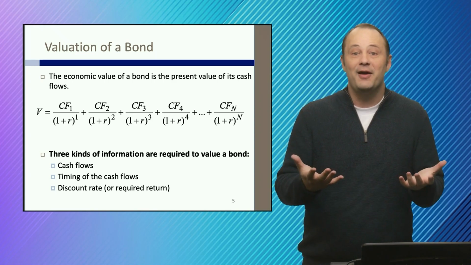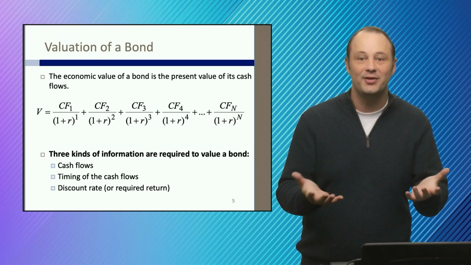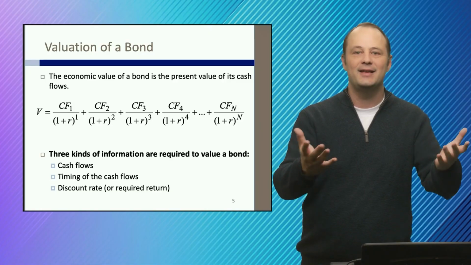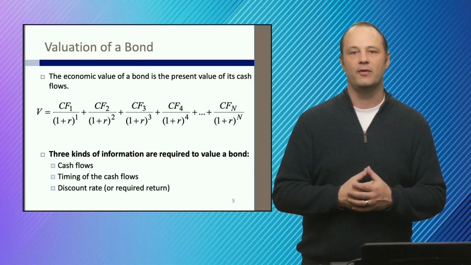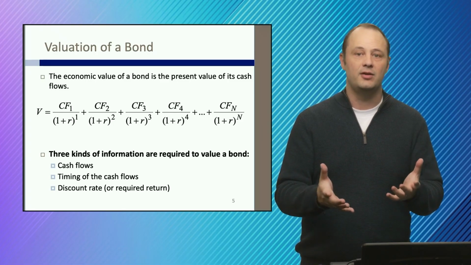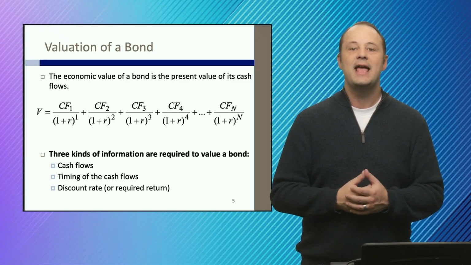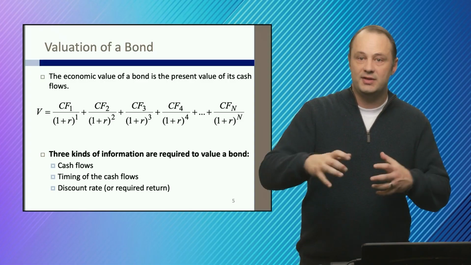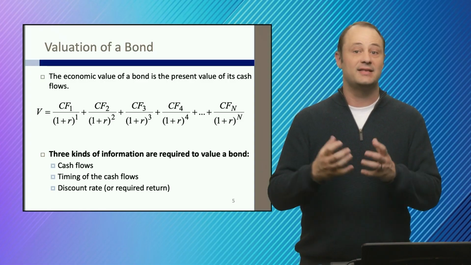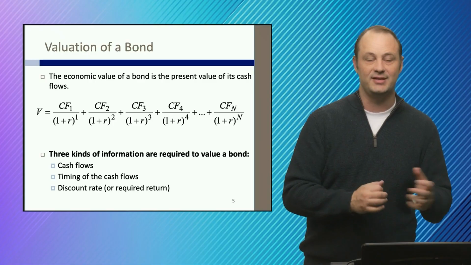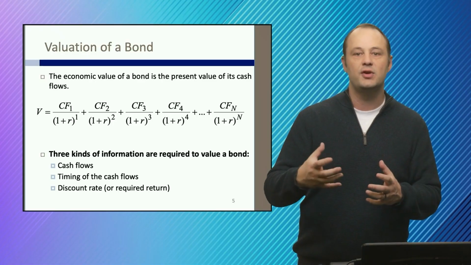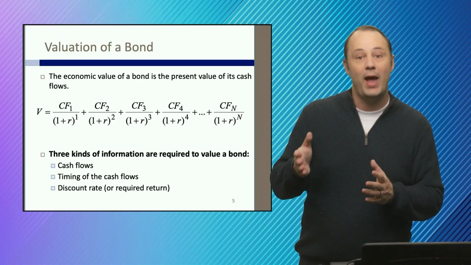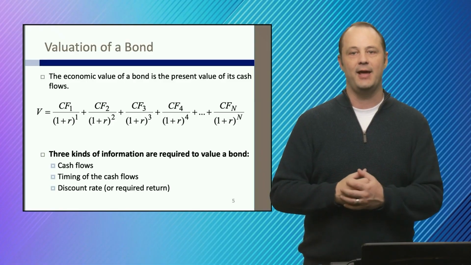We can apply value additivity in our single cash flow formula and get exactly the formula for the value of a bond. So the value of the bond V, you can see on the left-hand side, is just the first cash flow discounted back to today, plus the second cash flow discounted back to today, plus the third, and so on and so forth, all the way out to cash flow N discounted back to today.